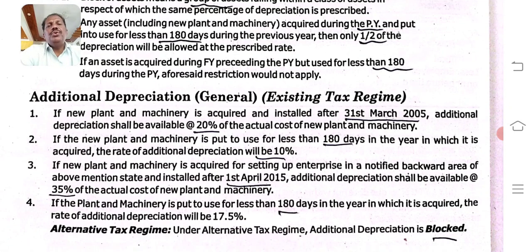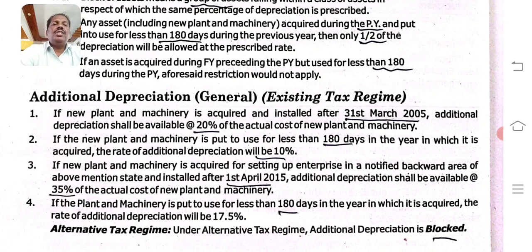The first one is if new plant and machinery is acquired and installed after 31st March 2005, additional depreciation shall be available at 20% of the actual cost of the new plant and machinery. If the new plant and machinery is put to use for less than 180 days in the year in which it is acquired, the rate of additional depreciation will be 10%.